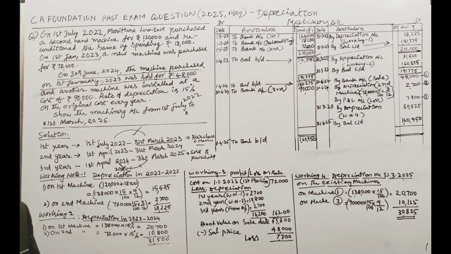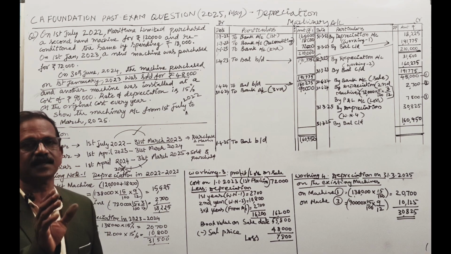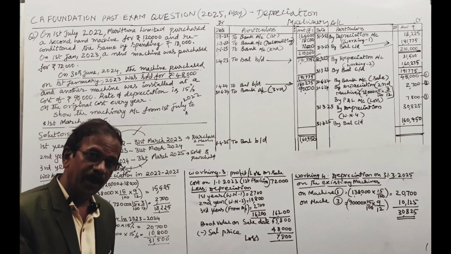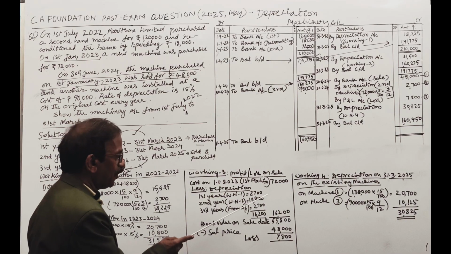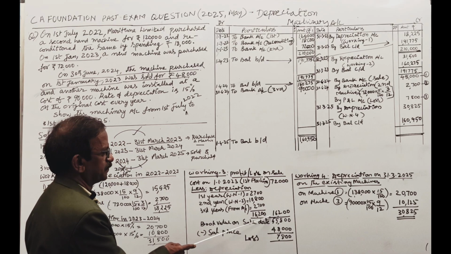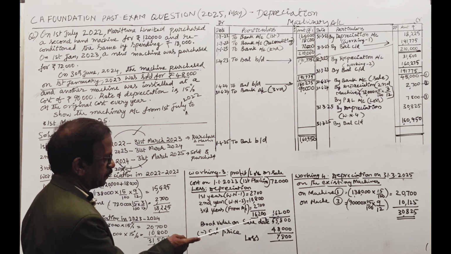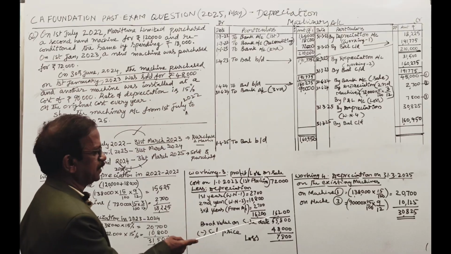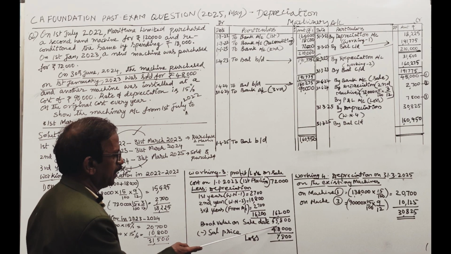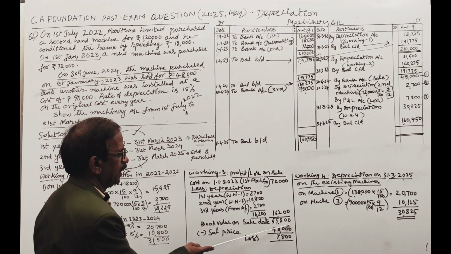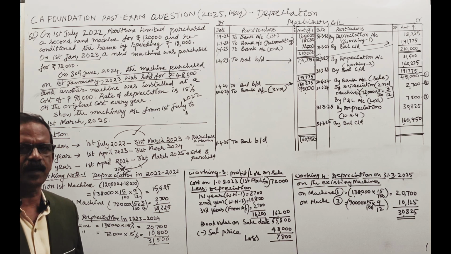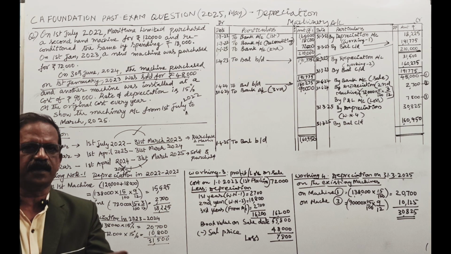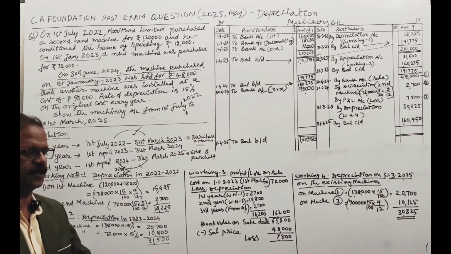Why do you call it book value? Because in the books we are showing the value of the machine as on the date of sale after depreciation from the original cost, after subtracting the depreciation. The books are showing 55,800. That is called book value. Simply, book value is original cost minus total depreciation.